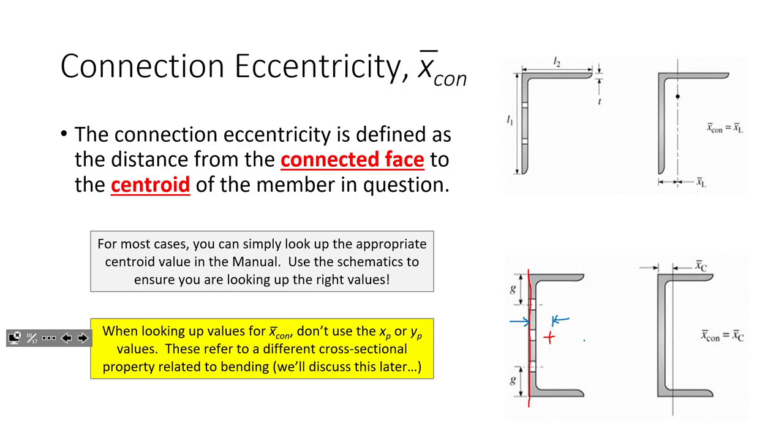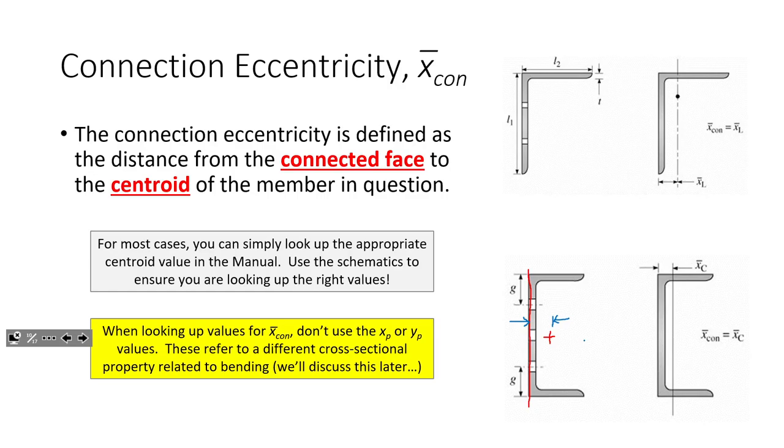Fortunately, that's pretty easy. Sometimes you have to be a little bit careful about what values you're looking up. You just have to make sure you're pulling the right value from the right table. The best guides you can use are actually these pictures right up here. For example, if you're looking at the channels, pay attention to this schematic. It will tell you what B sub F is, what D is, and what X bar is. So if you're pulling a value from this table and you don't know what X bar is, look at the schematic. It will tell you.